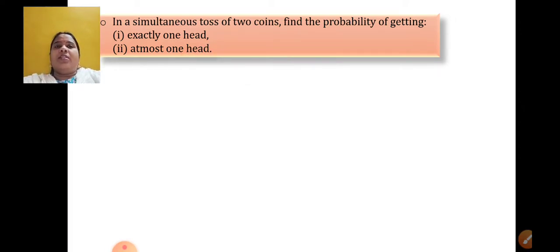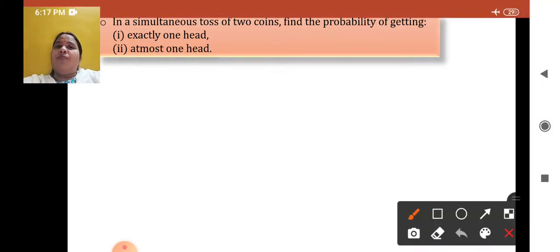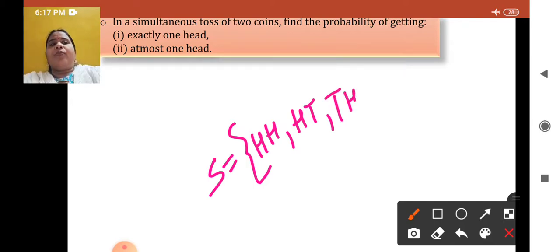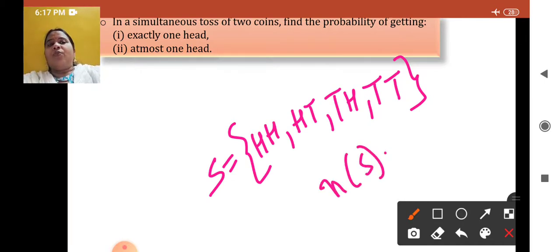Now this is a simultaneous toss of two coins. So what will be the elements in my sample space? It will be HH, either HT or TH, or TT. These elements will be there, two coins tossed together. N of S will be equal to how much? 4. Yes. Now let's see the first condition.